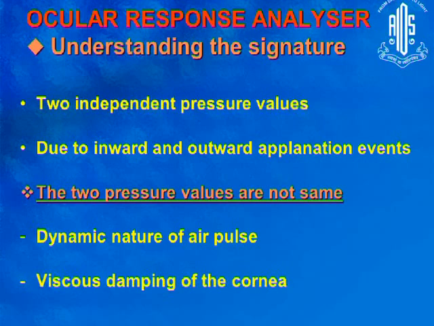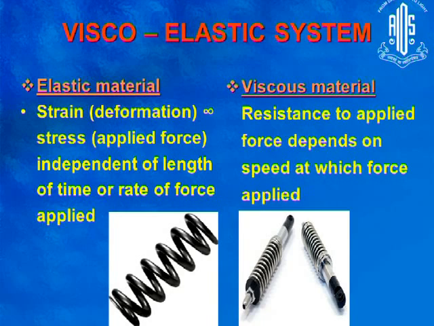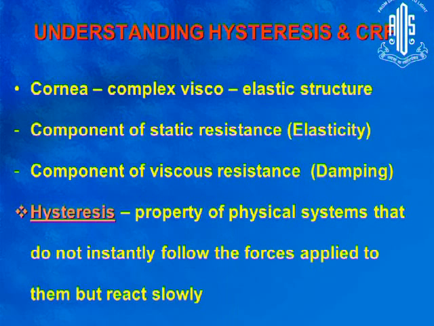The two pressure values are not the same, and this is because of the dynamic nature of the air pulse and viscous damping of the cornea. The cornea represents an optimum viscoelastic system. In an elastic material, strain is directly proportional to the stress, independent of the length of time or rate of force applied. Whereas in a viscous material, the resistance to the applied force depends on the speed at which the force is applied. So the cornea is a complex viscoelastic system, and it shows components of static resistance, which is elasticity, and components of viscous resistance, which is damping.